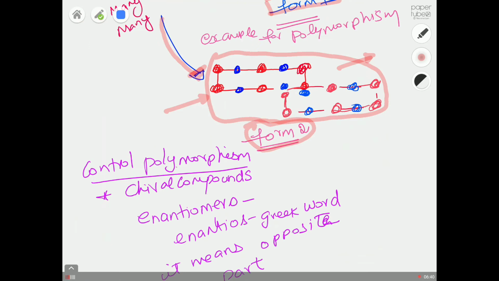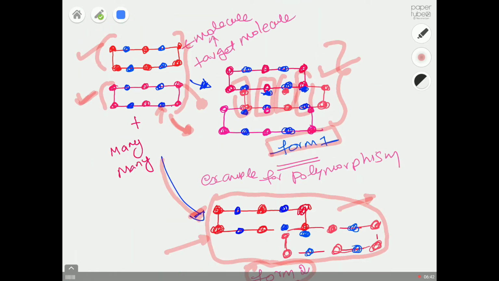So if the same molecules can assemble into different crystal structures, we call such a system, or the process, polymorphism. So this is polymorph 1 and this is polymorph 2. That's the easiest way to explain this phenomenon.